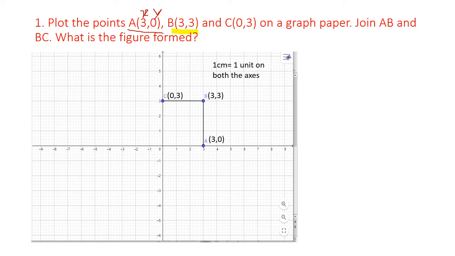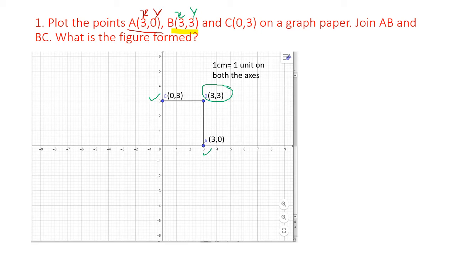Similarly, the next point is (3, 3). Now (3, 3) means what? The x coordinate is 3 and y coordinate is also 3. So I look for the x coordinate of 3 and y coordinate 3, and where they meet? They meet here, and this is our point B, (3, 3).